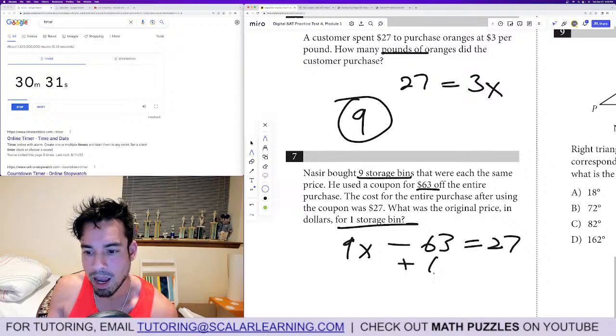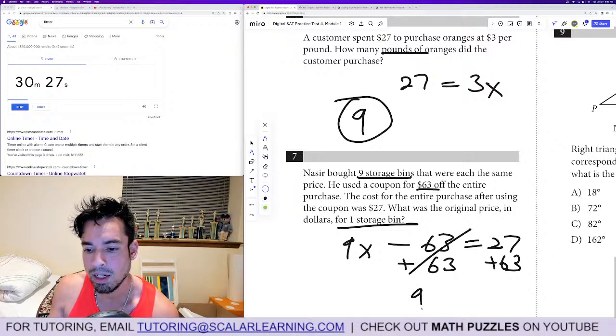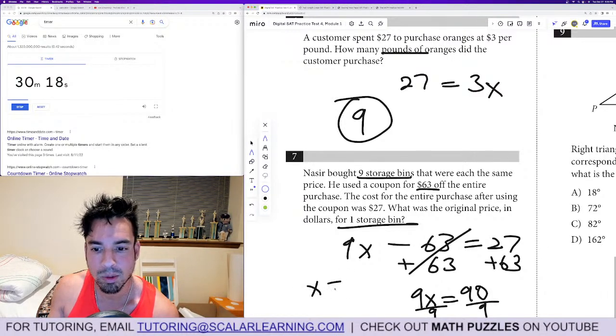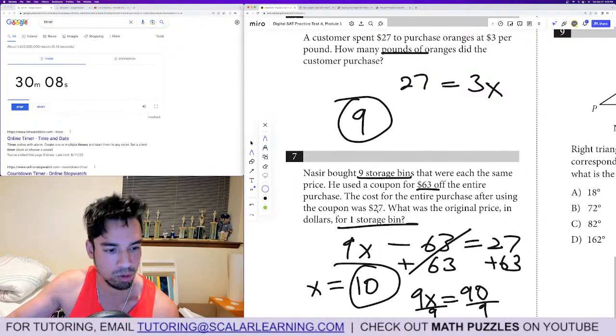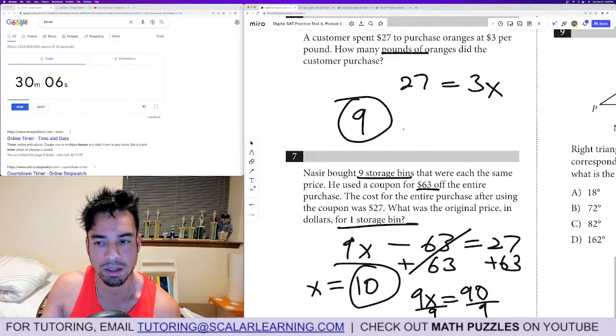I can solve by adding 63 to both sides. Boom, boom. 9x equals 27 plus 63 is 90. Divide both sides by 9. Boom, boom. X equals 10. So I'm just going to quickly double check. I like to be very careful with these because it's free response, no multiple choice. 9 times 10 is 90. Coupon of 63. 90 minus 63 is 27. Verified, done.